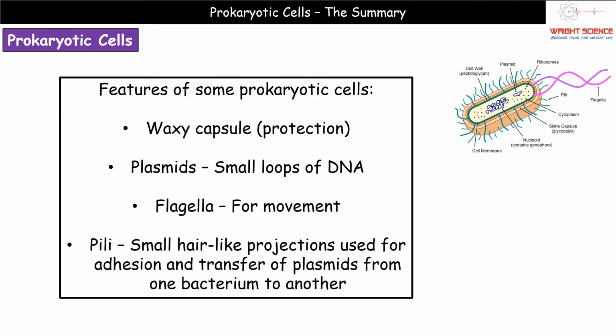We will also find plasmids. Now, the plasmid is a little loop of DNA, so usually a little circle is how they represent it in diagrams. And this will contain additional genes, and quite often things like antibiotic resistance genes are found on those plasmids. We'll also find flagella.